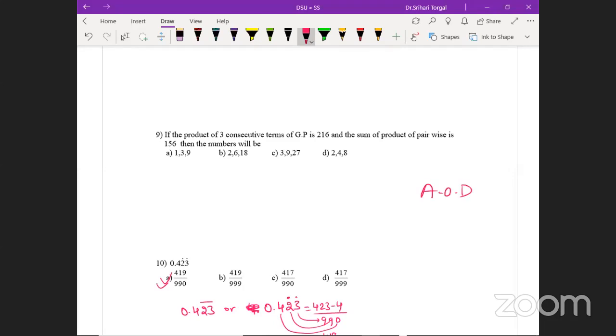AOD, application of derivatives, indefinite integration, definite integrals and its properties, and AOI, that is application of integration, that is for the test, tomorrow's test.